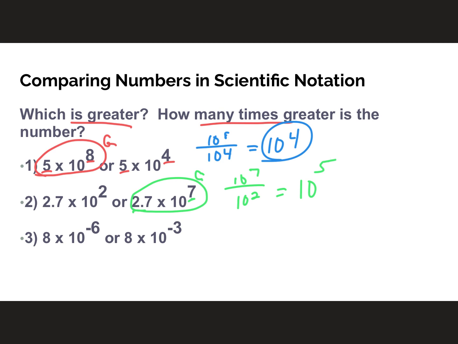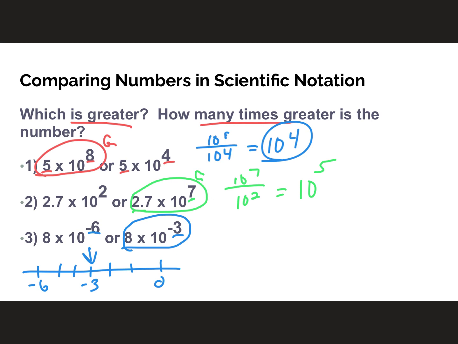Okay, let's try one more. I have 8 times 10 to the negative 6 or 8 times 10 to the negative 3. Which of those is greater? Well, here's the thing. Negative 3 is greater than negative 6. Remember, we're talking about greater or less, so we're looking at a number line. Here's 0, 1, 2, 3, 4, 5, 6. Here's negative 6. Here's negative 3. Further to the right means it is greater. So when you're looking at negatives, remember that.